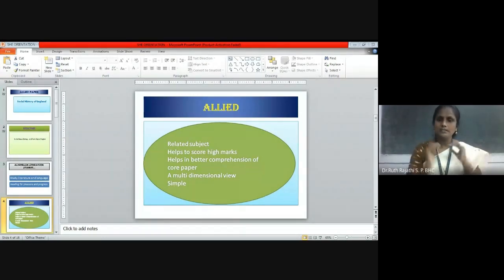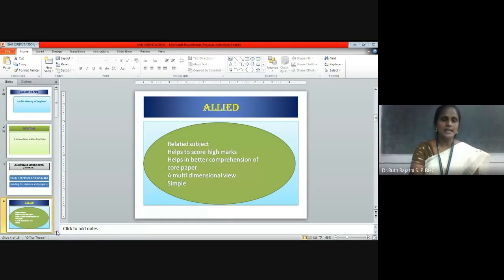This paper, Social History of England, gives a multi-dimensional view about England. The author provides all the important details in that outline. And this book is also a simple book. That's why I'm advising you all to sit and study every day. You have to give proper time to study this book, and when you sit for your examinations, you will definitely get very good marks.